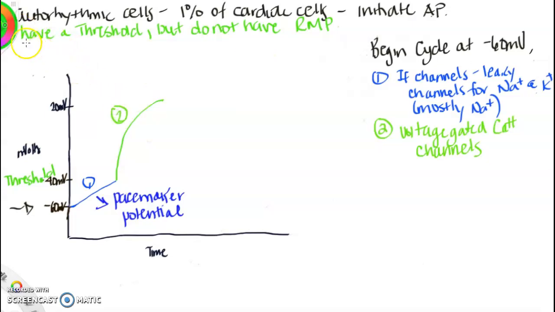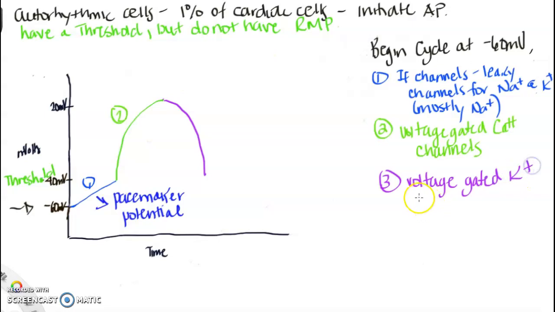Once we get to 20, then the membrane starts to repolarize. And how does that happen? Like you might think, voltage-gated potassium channels open. Potassium flows out and repolarization occurs. And it goes all the way down to that negative 60 number.